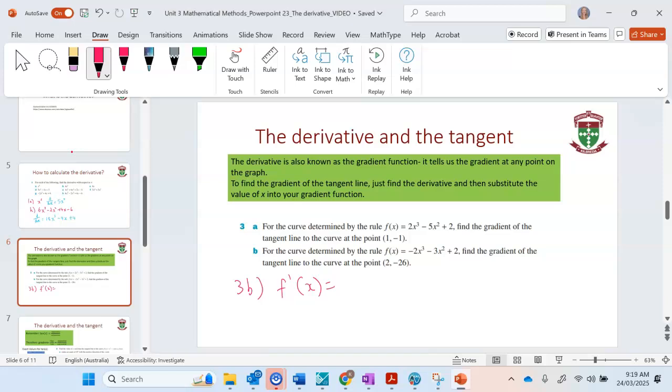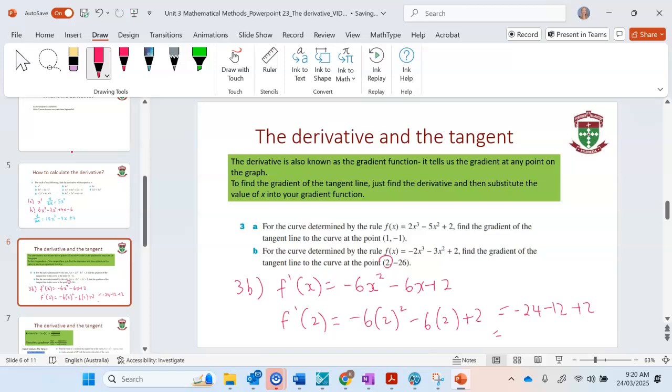So that 3 multiplies the negative 2, so it's negative 6x, and we reduce the power by 1, minus 6x plus 2. Now, the y coordinate doesn't matter, it's just the x one, so we're finding it at 2. So I just substitute 2 into my equation. So 2 squared is 4. Negative 6 times 4 is negative 24. 6 times 2 is 12, so minus 12 plus 2. So that's going to be negative 36, negative 34.